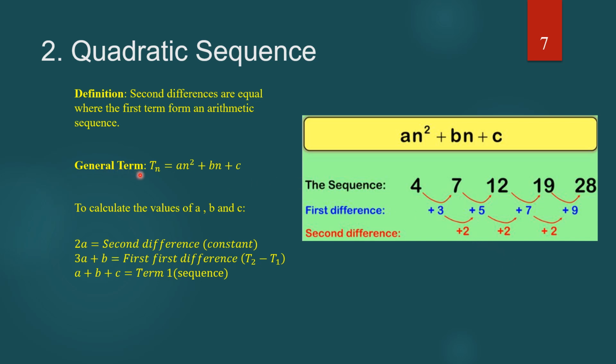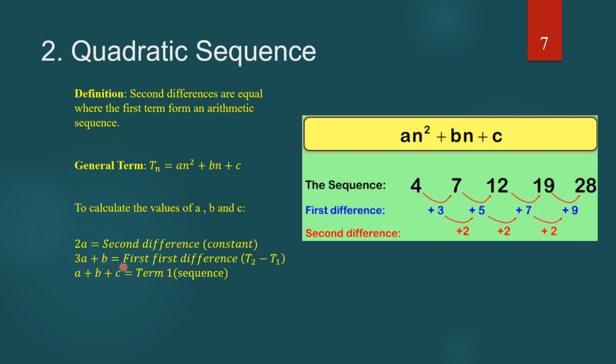So the general term is expressed by the equation highlighted by our pointer. And then obviously you have your A, your B, and the C. To calculate the values of A, B, and C, you use the following equations. 2A is equal to your second difference, which is a constant. In this case it is 2.